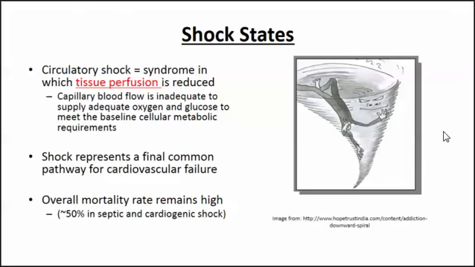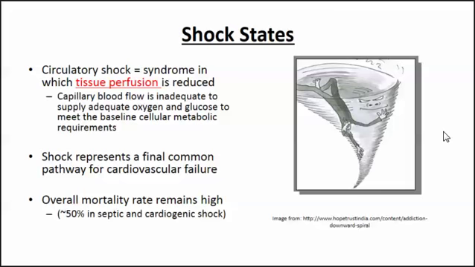So we'll start with shock states. And shock states are a little bit like a whirlwind. They rapidly come on, or maybe slowly come on, but they get worse and worse over time, and it's just this downward spiral. So circulatory shock is a syndrome of reduced tissue perfusion. It has nothing really to do with hypotension. It has really everything to do with tissue malperfusion or tissue hypoperfusion.